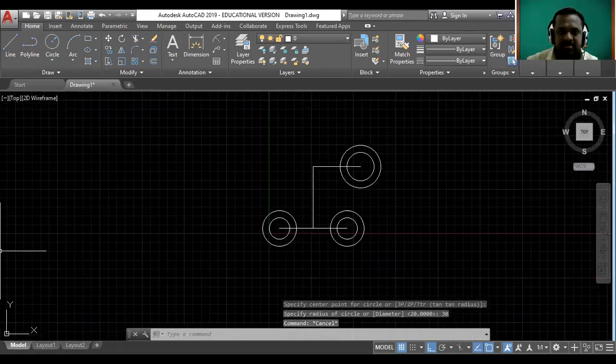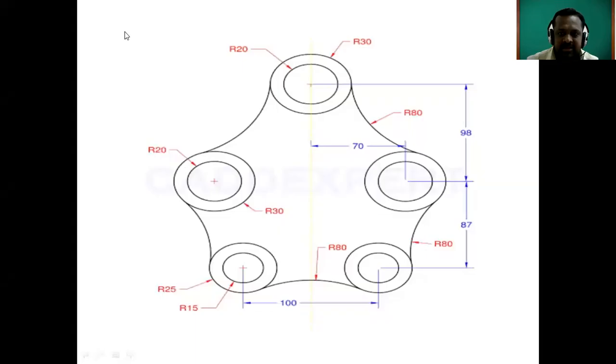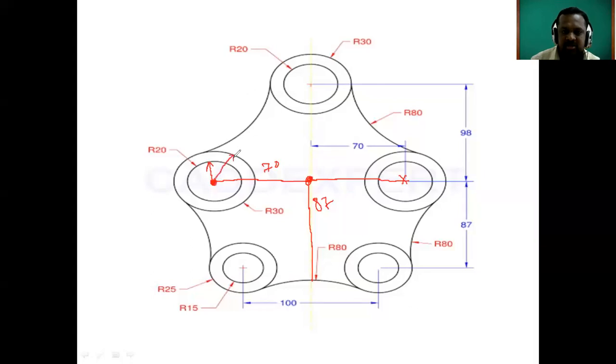Okay. Again, see the given figure. On this side also, we have to draw similar circles. From this line, we have drawn one vertical line of 87. Again, we have drawn one horizontal line of 70. On this side also, from this point, again we have to draw one horizontal line of a distance 70 here. And we will get this center point, and from this center point again we have to draw these two circles. Am I right? Yes, sir.